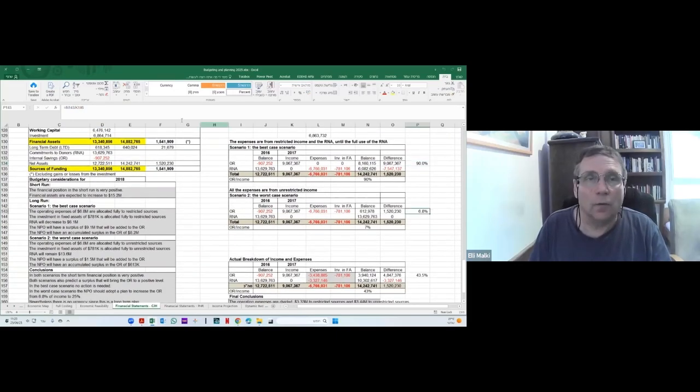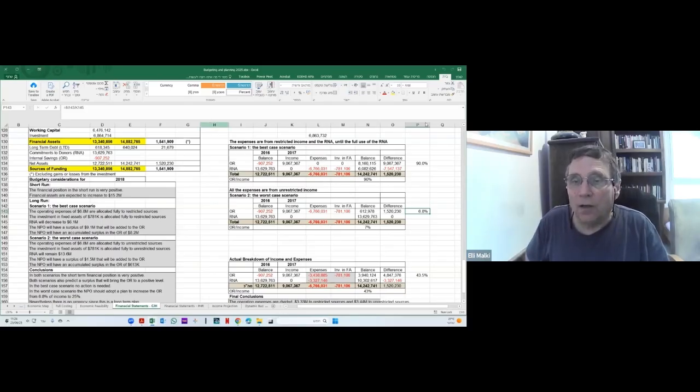And here we have a smaller but still positive ratio of 612,000, almost 613,000 divided by 9 million. So in both cases, we have a positive ratio, but in the best case scenario, we are way above the desired level. We have more than adequate levels of operating reserve, while in the second, we have a level which is lower than the desirable level of 25%.